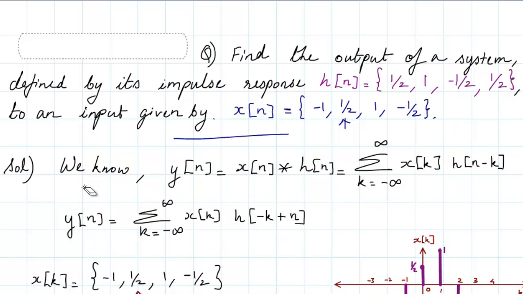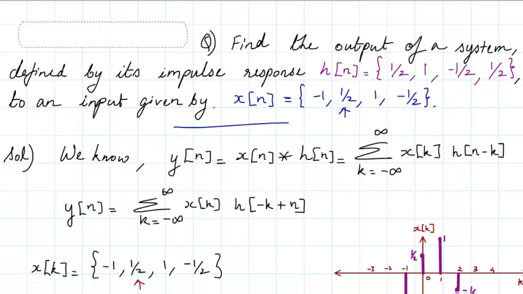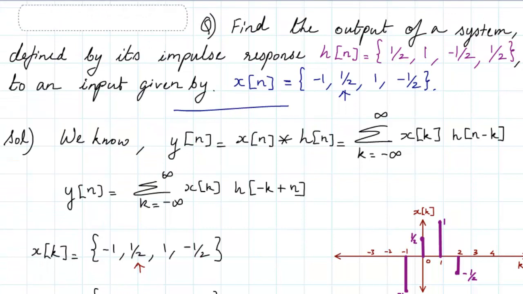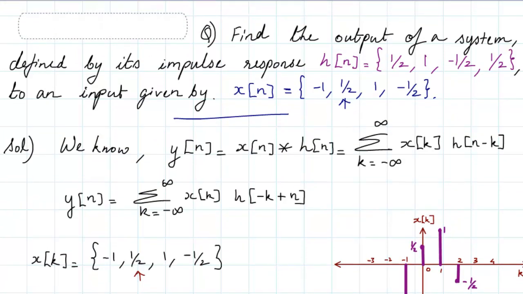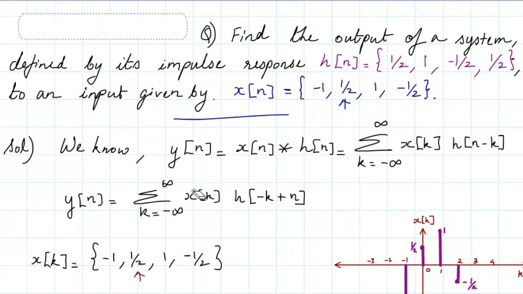And this is the equation that I am going to always use. This y of n is equal to this equation, I will keep on using, because that is what is going to get the output. So first what I have to do is define x of k. I have to first define x of k.